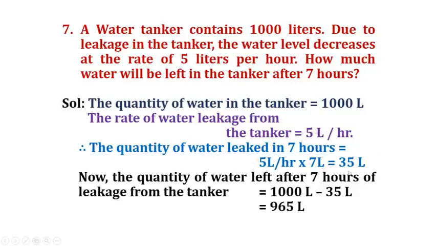So after 7 hours means you have to subtract the 35 liters from the 1000 liters. You will get the quantity of water left after 7 hours of leakage from the tanker, which is 1000 minus 35, which is 965 liters will be left after 7 hours. So this is the problem.